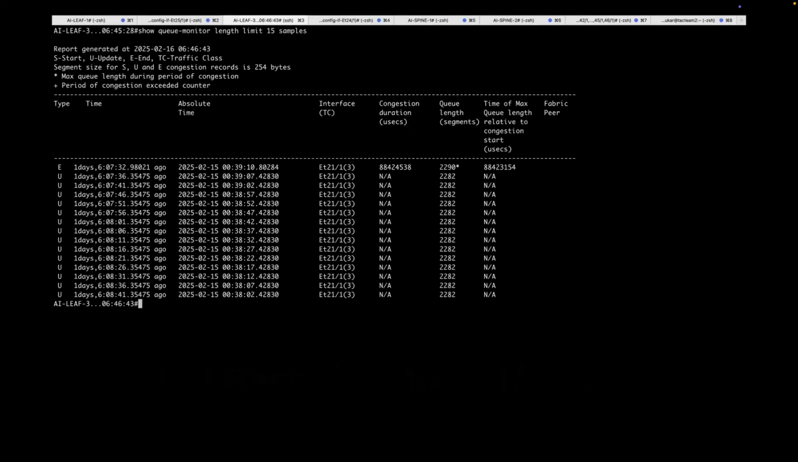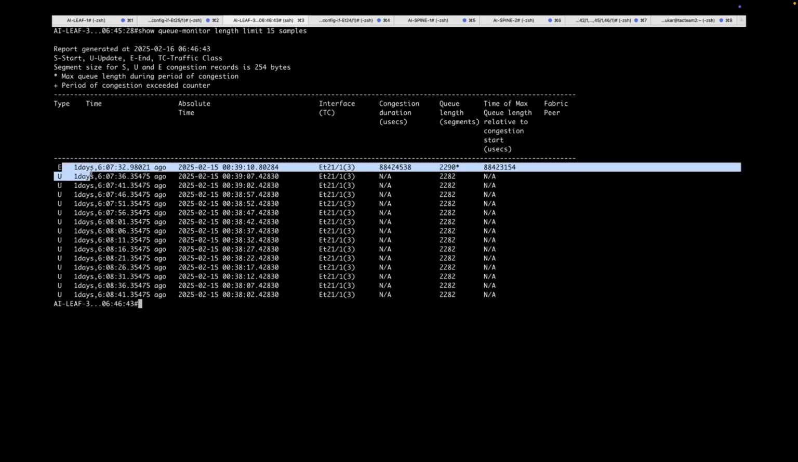So coming back to the LANZ output, we're going to make use of the show queue monitor length output in this case. And to limit the number of samples on the screen, we're going to use the limit 15 samples keyword. Upon seeing this output, we see that there is no active congestion going on, but the last congestion event took place on AI leaf 3, and the timeline of this recording, as I mentioned, was 15 Feb. So the timeline of this congestion is on 14th of Feb, which is again the date when the customer had observed this issue.